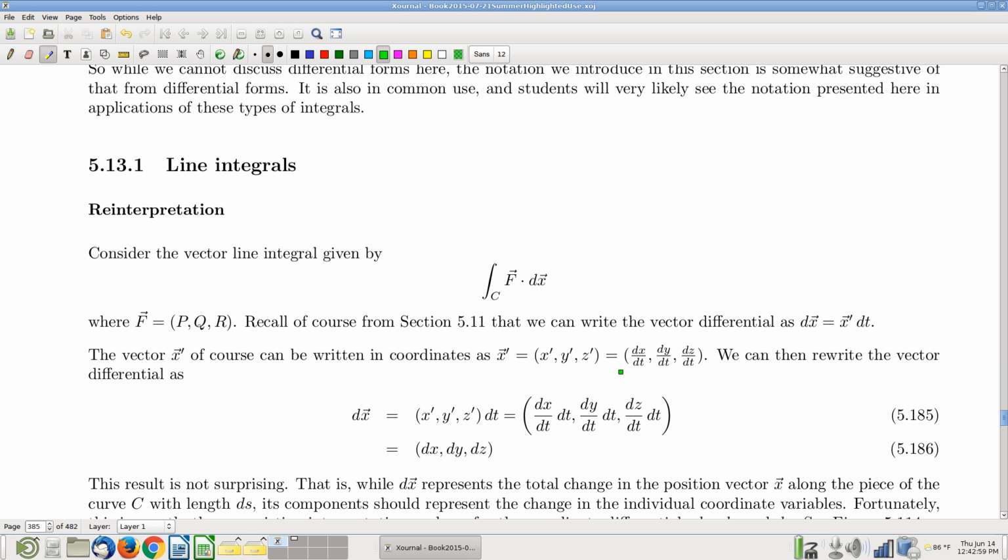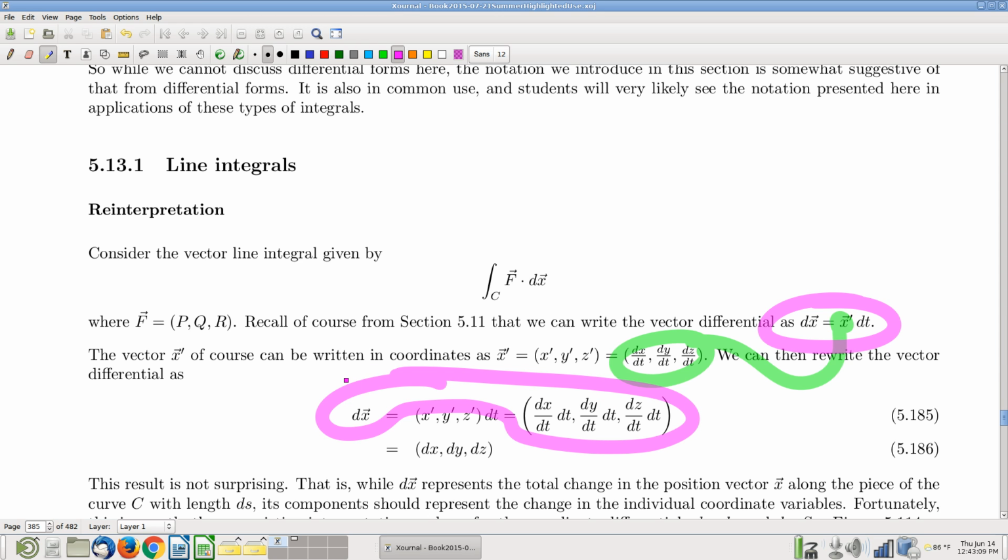So this x prime I can plug into there, and I get this. I haven't really done anything new yet. I'm just sort of fleshing out constructions we already have. I can think of my dx vector as being made up of these three components.